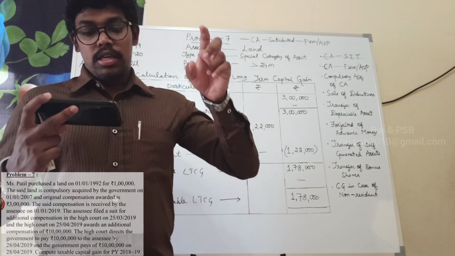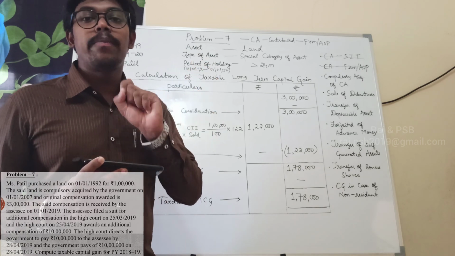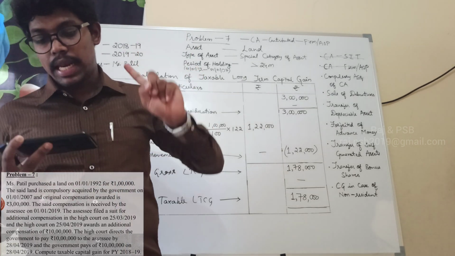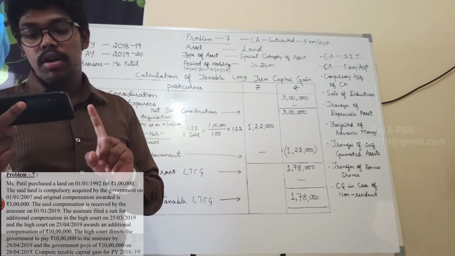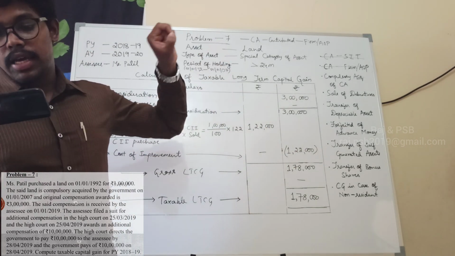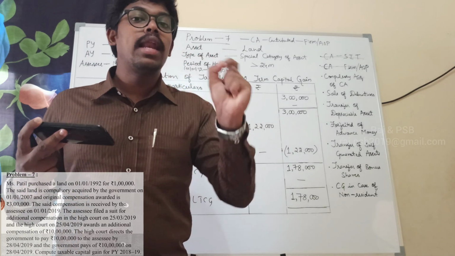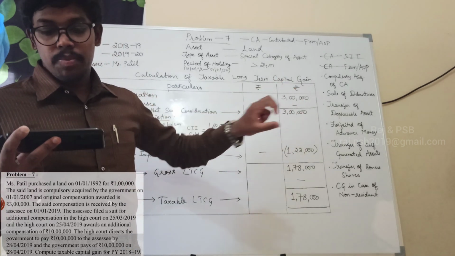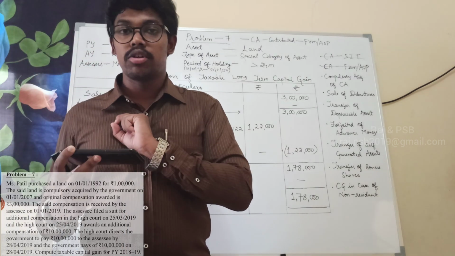So ಏನು ಹೇಳ್ತಿದ್ದಾರೆ, she has some land which is purchased on 1/1/1992 for rupees 1 lakh. So ಯಾವಾಗ ಪರ್ಚೇಸ್ ಮಾಡ್ತಿದ್ದಾರೆ, 1/1/92 ಅಲ್ಲಿ ಪರ್ಚೇಸ್ ಮಾಡ್ತಿದ್ದಾರೆ for rupees 1 lakh. The said land is compulsorily acquired by the government on 1/1/2007. ಯಾವಾಗ ಅಕ್ವೈರ್ ಆಗ್ತದೆ, on 1/1/2007 by the government, and original compensation awarded is rupees 3 lakh. So 1 lakh is the cost of acquisition and rupees 3 lakh is the sale consideration. Next, the said compensation is received by the assessee on 1/1/2019.